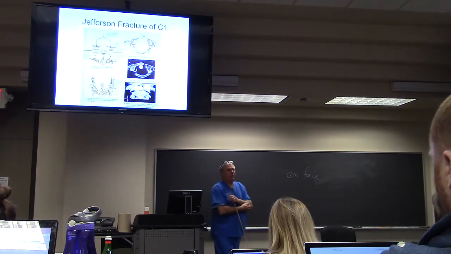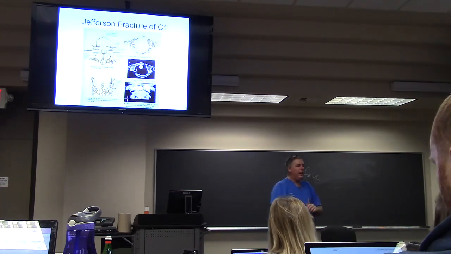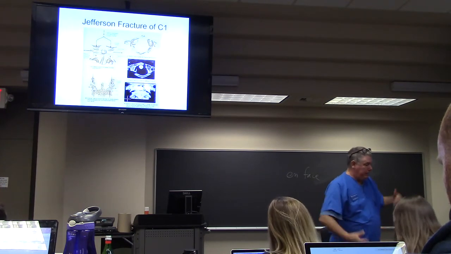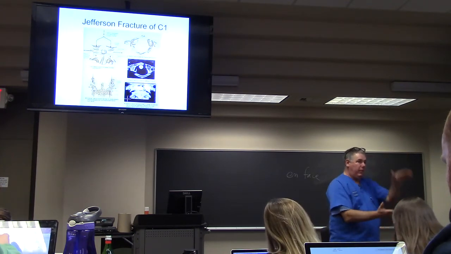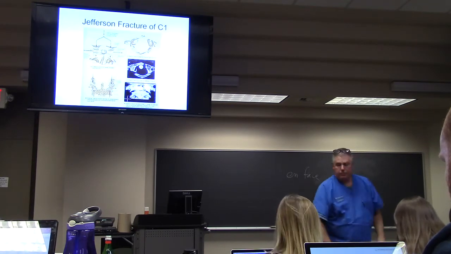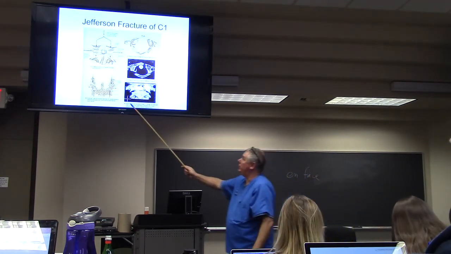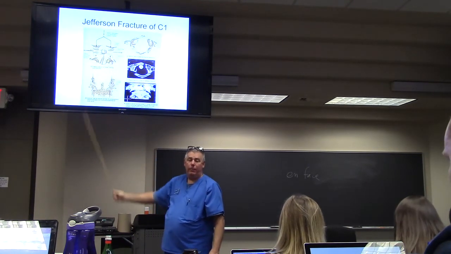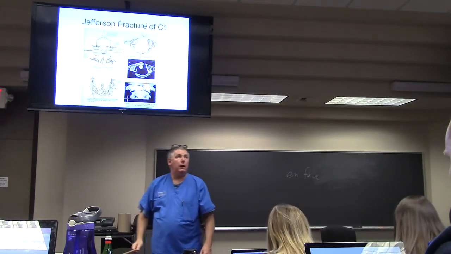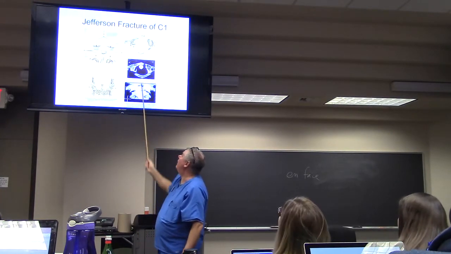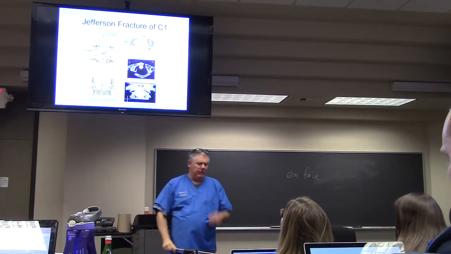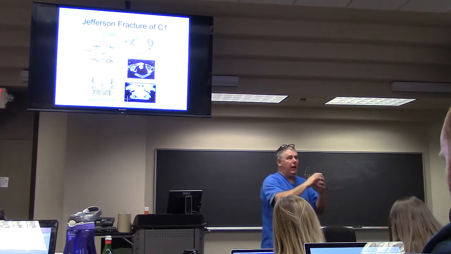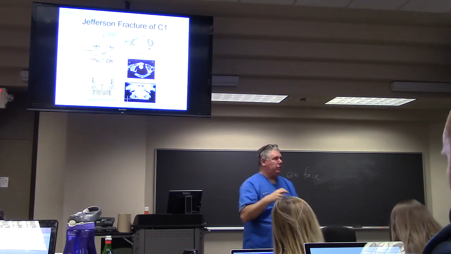A couple of fractures that you ought to know about. If you dive into a shallow pool or lake and you put all of your body's weight coming down on top of your head, a Jefferson type fracture is essentially a burst fracture of the atlas. You can see several examples of it here. This is a very unstable fracture. It usually produces swelling and damage to the spinal cord.